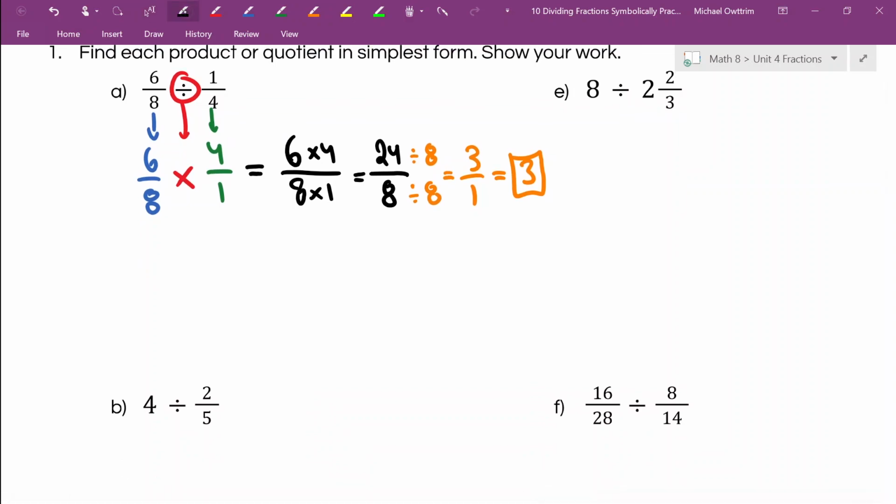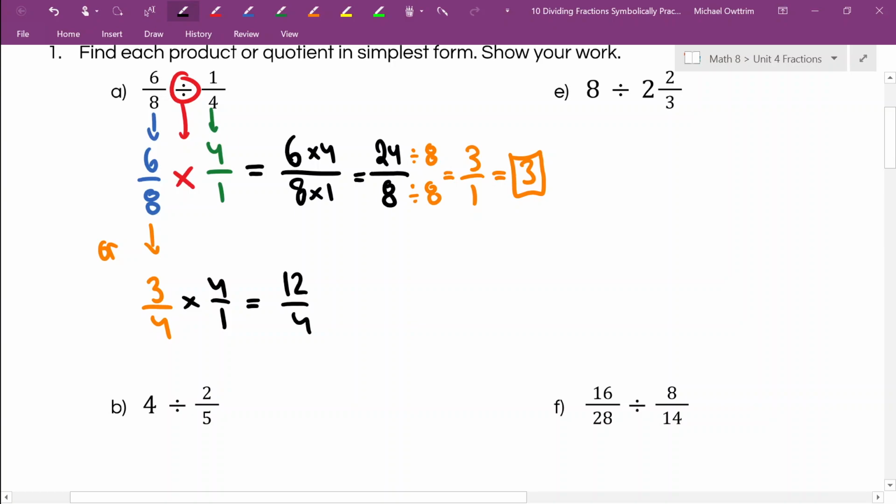Now notice that once we do our flip and multiply, we could also do some of our simplifying tricks to assist us with our question. So while these numbers weren't very big, you may notice that we could have simplified this fraction here. 6 over 8 is equivalent to 3 over 4. And of course 3 over 4 times 4 over 1 gives us 12 over 4, which is that same answer of 3. And so on and so forth. We could also do some cancellation of our 8 and our 4 if we wanted to.